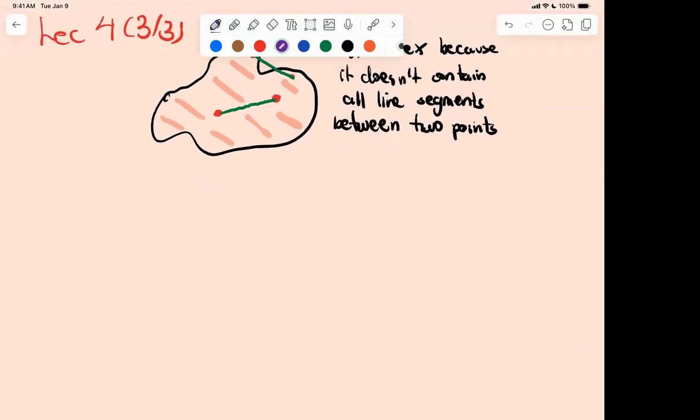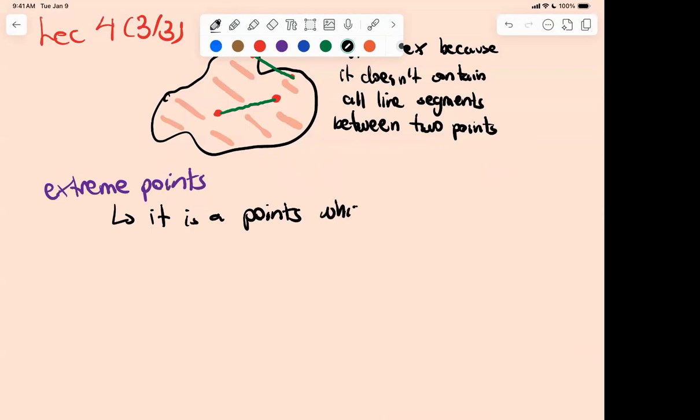And that's where I ended last time. The idea of an extreme point in terms of a picture is that it is a point that does not belong to any of the line segments that you can draw inside the convex set. So it is a point which is not part of any line segment inside the region.